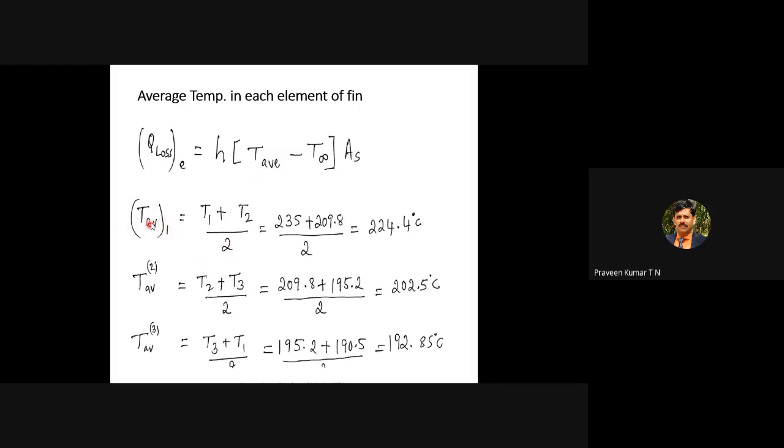The average temperature of element 1 is equal to node 1 temperature plus node 2 temperature divided by 2. T1 we already have as 235. T2 we have calculated, and we divide by 2. Finally, the average temperature of element 1 is 222. The left node temperature is 235, the right side node temperature is 209, and the average temperature is 222 degrees Celsius. Similarly, for element 2, I am putting a superscript. The superscript refers to the element. So it is given by T2 plus T3. Finally we have the average temperature of element 2. This is the average temperature of element 3.